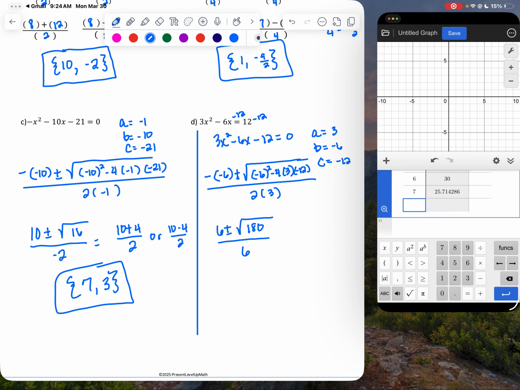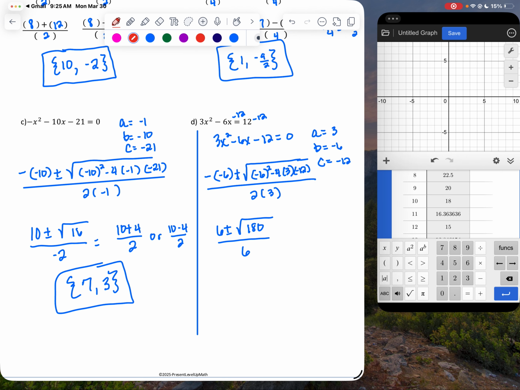7, 8, 9, 10, 11, 12, 13, 14, and 15. Okay, we found a repeater, 12, 15, and 15, 12, so that means we found all the factors. So I want to look through here and find my largest perfect square. So I have a 4, a 36. It looks like 36 is my largest perfect square.